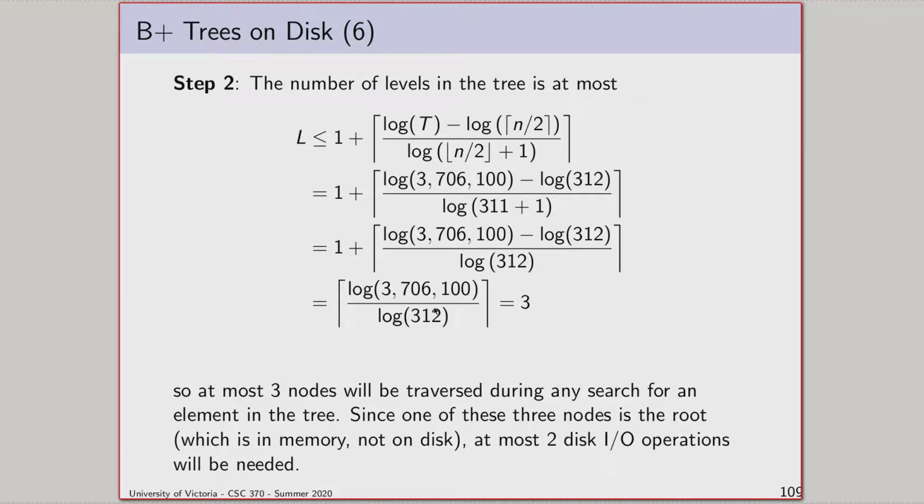We know that n is 623, so we compute this formula. I'm not going to belabor it. We can plug things into formulas by now. So we do that, and we get the number 3. And that means in the worst case, the tree has 3 levels.